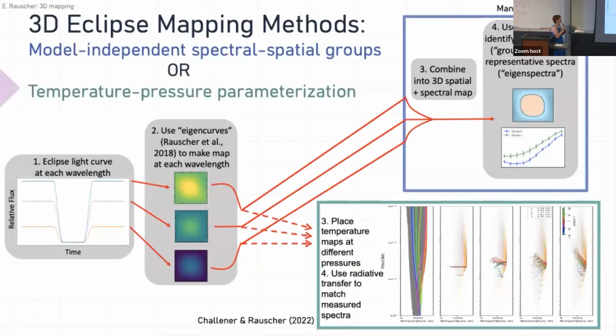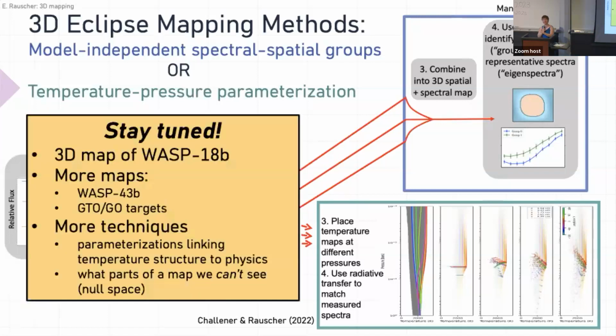Another approach, which is less model independent and a bit more of a parameterization towards real 3D structure, is to take these brightness maps at different wavelengths, convert them to brightness temperature, and then figure out how to layer them, shifting them up and down in the atmosphere until when you run radiative transfer through that atmosphere, you get spectral light curves that match the ones that you've observed.